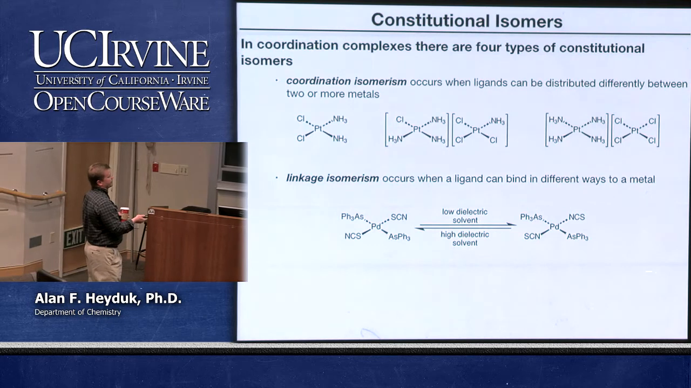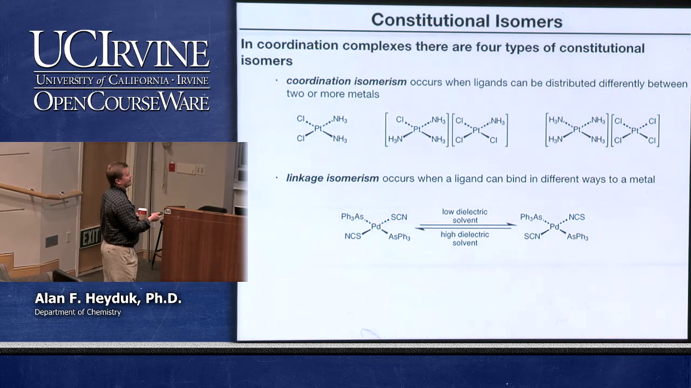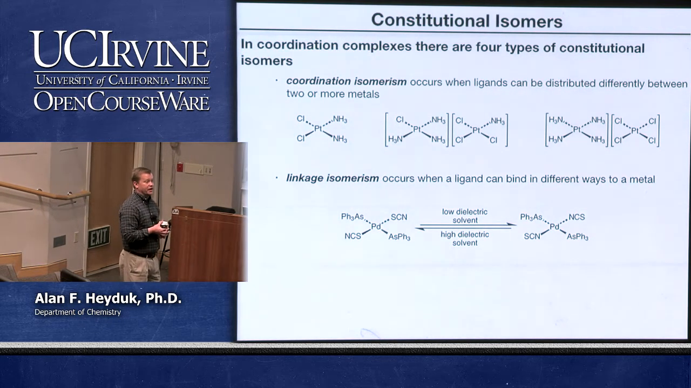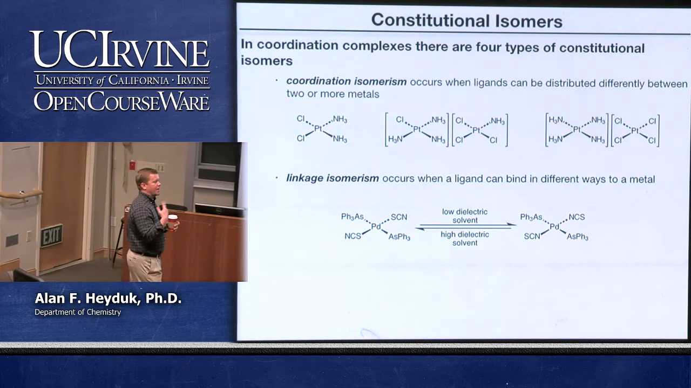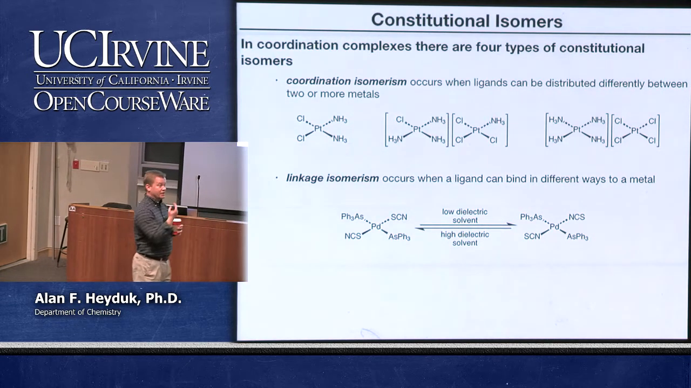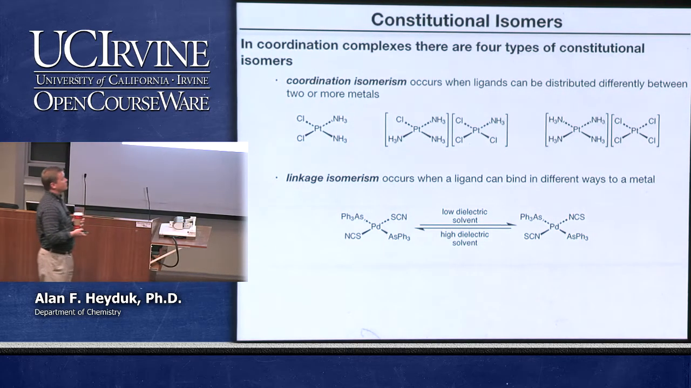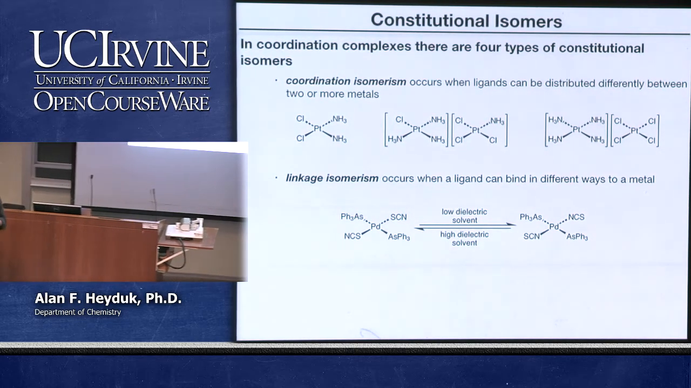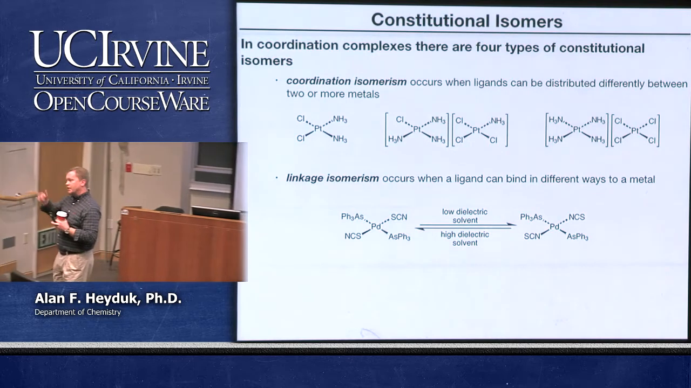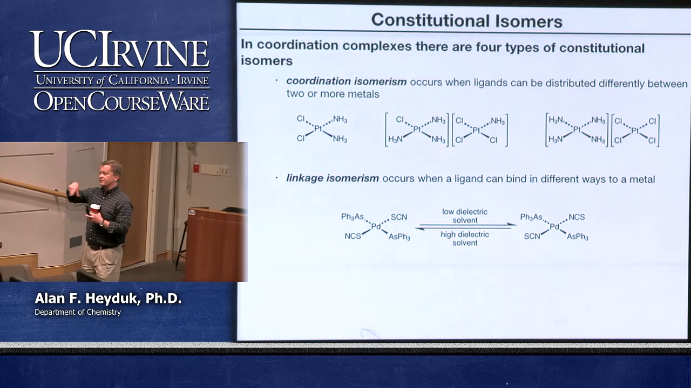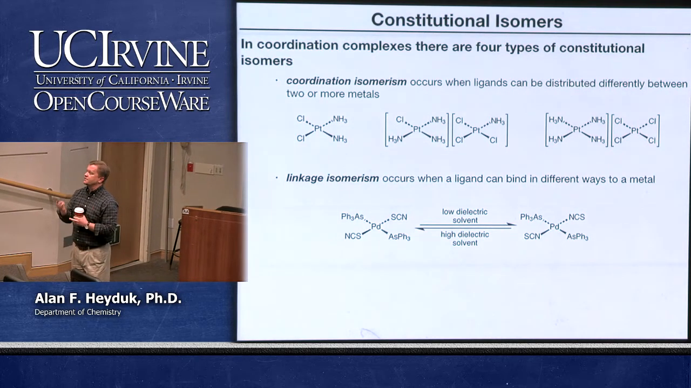If you take that same compound, dissolve it in a high dielectric solvent like acetonitrile, they flip back. So the sulfur binds to the palladium and the nitrogen sticks out towards the solution. So depending on the dielectric constant, you end up with these ligands kind of tumbling even though they never leave the metal coordination sphere.